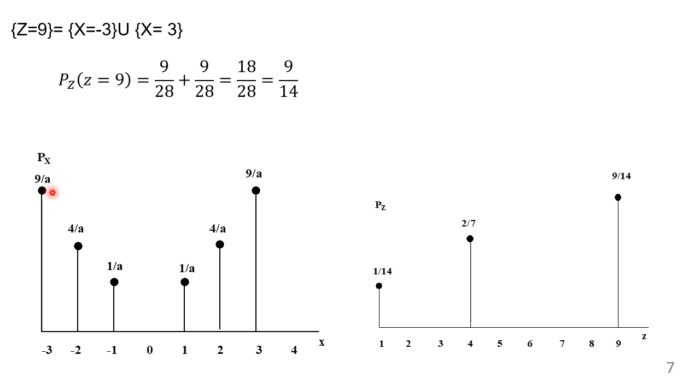And when we substitute the value of a equal to 28, we get 9 by 28, 4 by 28, 1 by 28. Here also 1 by 28, 4 by 28, and 9 by 28. And here we can observe that this is defined for z equal to x square. So we have 1, 4 and 9. For 1 it is 1 by 14, for 4 it is 2 by 7, for 9 it is 9 by 14.